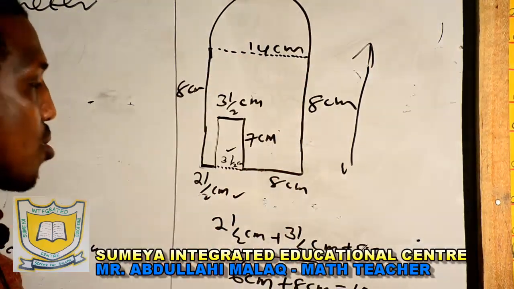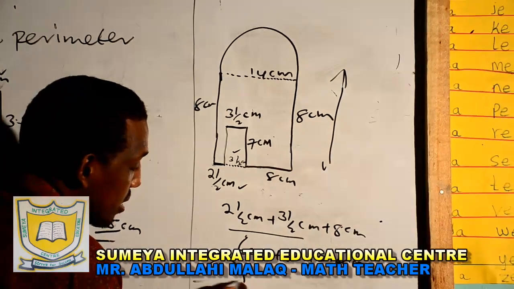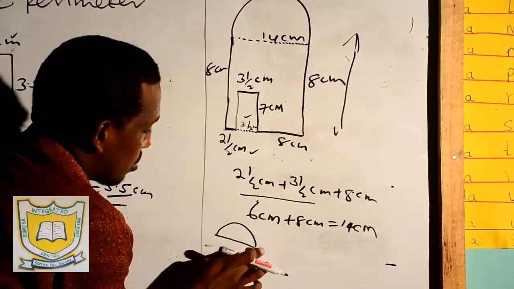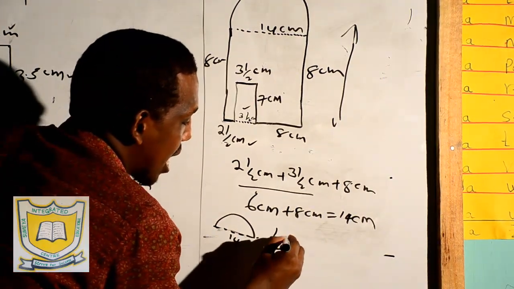So let us get now the diameter of the semicircle, I mean the perimeter of the semicircle. So the perimeter of this semicircle now, here the diameter is 14. Remember, it's a half of pi d.